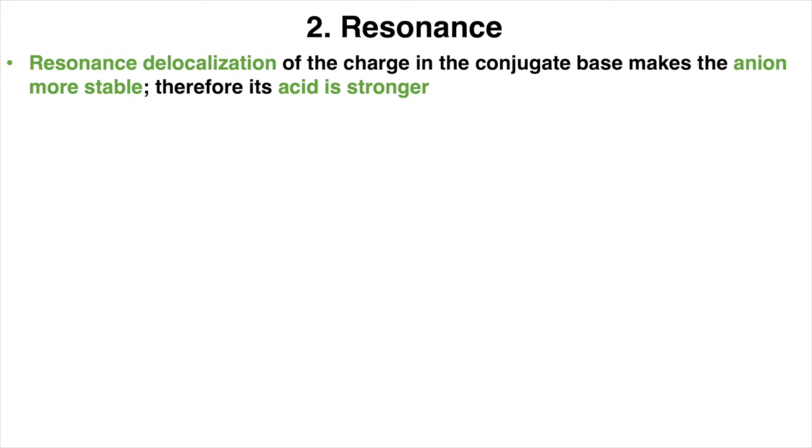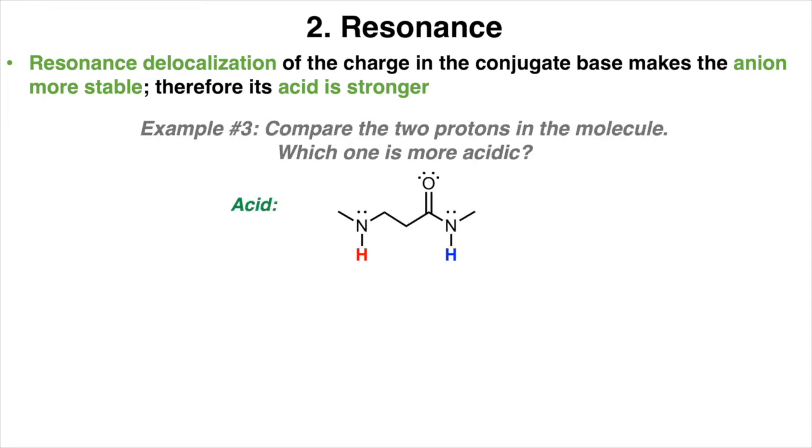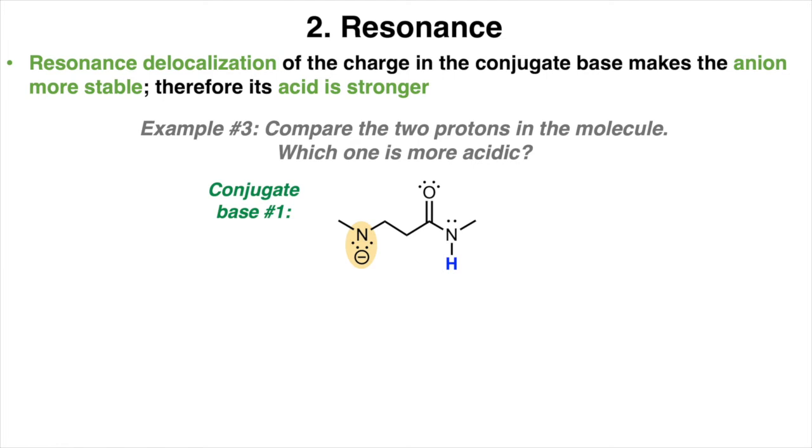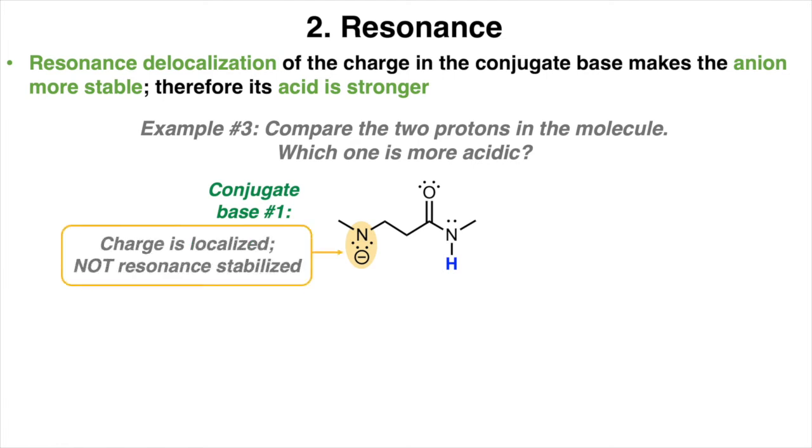The second factor you could use to determine anion stability is resonance. Resonance delocalization of the charge in the conjugate base makes the anion more stable, meaning its corresponding acid is stronger. In this example, let's compare the two protons in red and blue and determine which proton is more acidic. To do this, we have to look at each conjugate base one at a time, so let's only deprotonate the red hydrogen for now. Notice that the charge is localized. There is no resonance stabilization because both adjacent carbon atoms are sp3 hybridized.